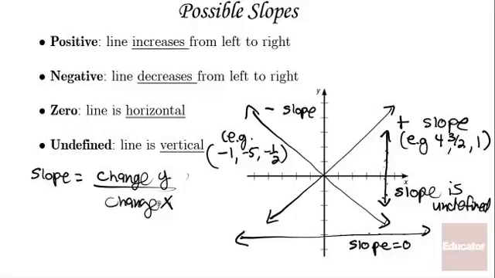So we have 4 cases. We have a positive slope that tells us that the line increases from left to right. We could have a negative slope telling us that the line decreases as we go from left to right. We could have a horizontal line, in which case the slope is 0. Or we could have a vertical line, which means that the slope is undefined.